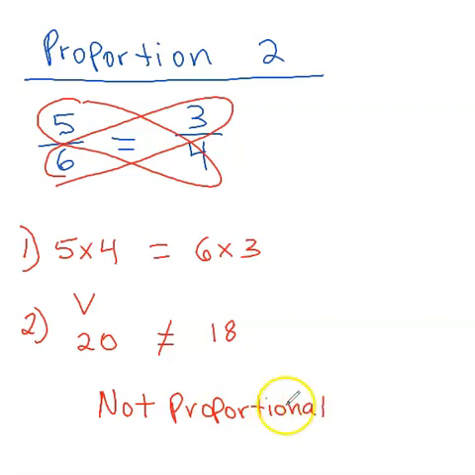Since they're not equal to each other, that tells us they're not proportional. So that's one example where you have to test it out, and you're going to see, for example, that it isn't.